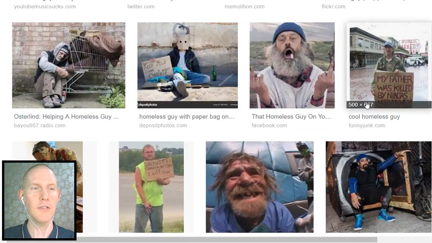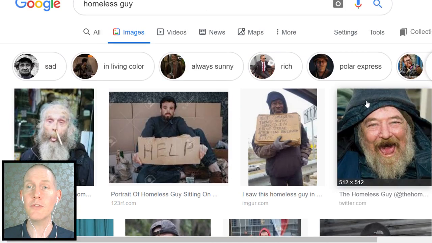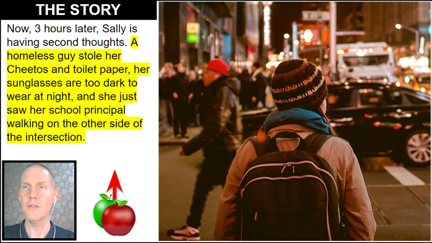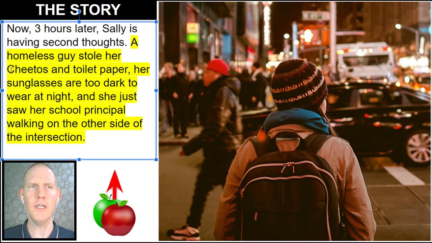Okay, so if it's a homeless guy, it's someone who lives on the streets, as in they don't have a home. And it's actually quite serious and kind of sad. All right. So, a homeless guy took her Cheetos and toilet paper. We don't know what happened. If he grabbed her backpack and grabbed the Cheetos and toilet paper, ran away, we don't know.